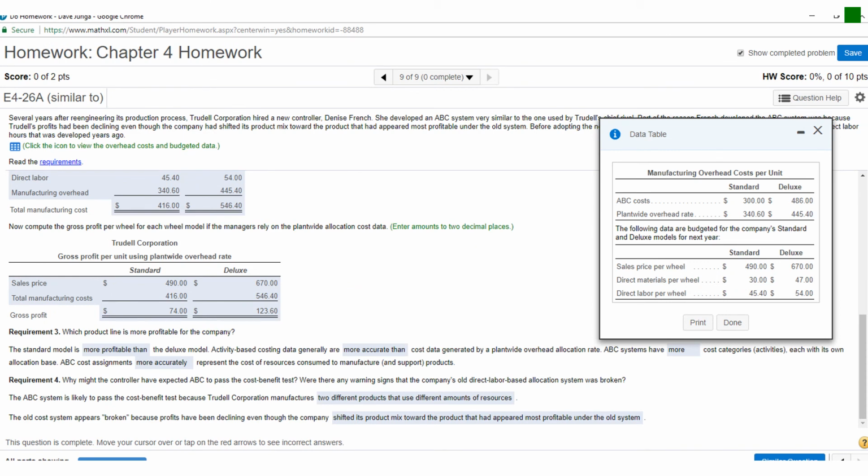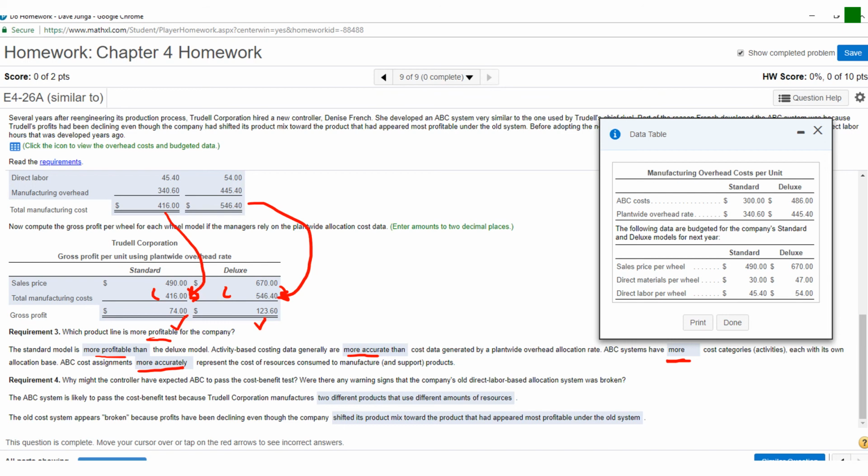So again, the final wrap up, you take the cost, there's 416 and 546.40, you put those right there. You subtract those from the sales price, and notice that gives you the gross profit per wheel for both the standard and deluxe using the plant-wide overhead rate. And then of course, the question says, which product line is more profitable in the company? Of course, the standard model is more profitable than the deluxe. The activity-based costing data generally is more accurate, so always think accuracy. ABC systems have more cost categories, and ABC cost assignments more accurately is what you want to put right there.